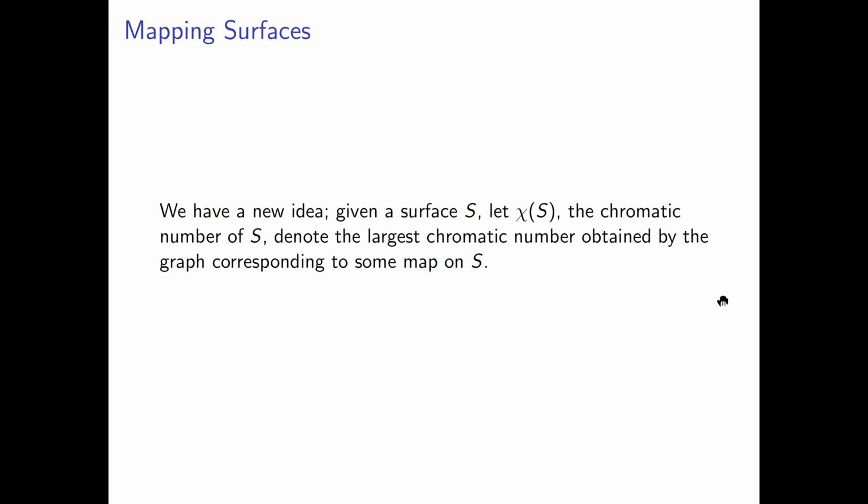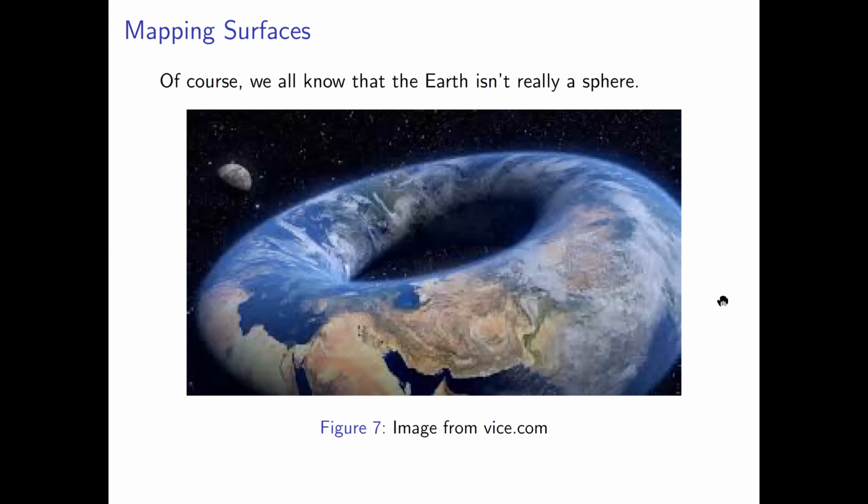So for example, what we've already shown is that the chromatic number of the sphere is 4. It's pretty clear, it's not too hard to make maps that require 4 colors. And using the 4-color theorem for planar graphs, we've shown that if we have a map on the sphere, the corresponding graph will be planar, and then that graph is 4-colorable. So chi of the sphere is just going to be 4. But now we're in full-on topology mode.